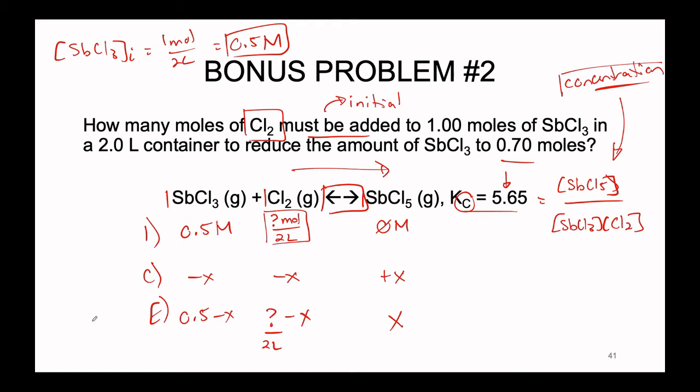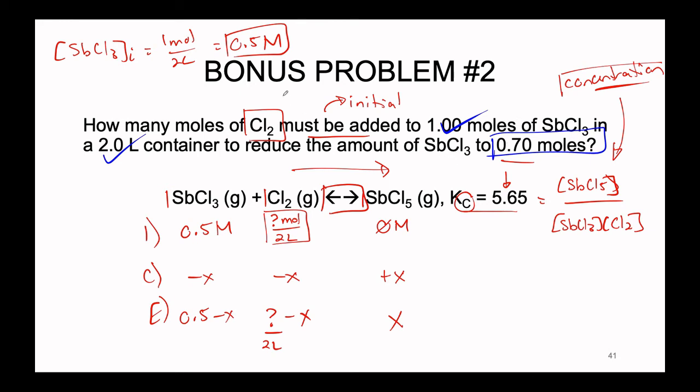So let's go to the wording of the problem and see if there's any information that we have not used. So we've used the 1 mole of our SbCl3. We've used the 2-liter container. We have not used this 0.7 moles anywhere. So let's see where this comes into play in the wording of the problem.